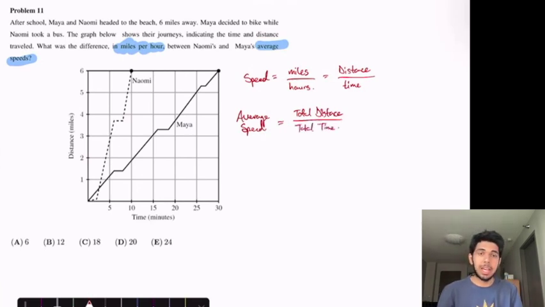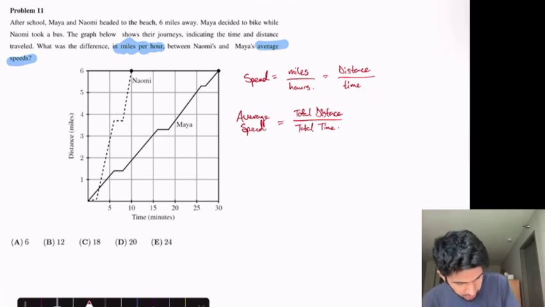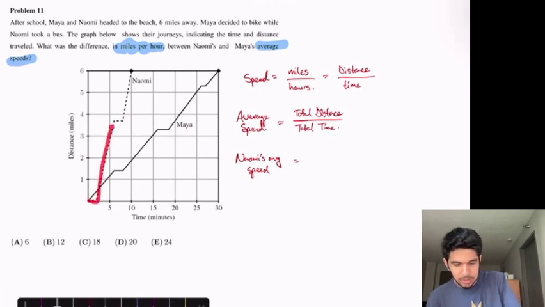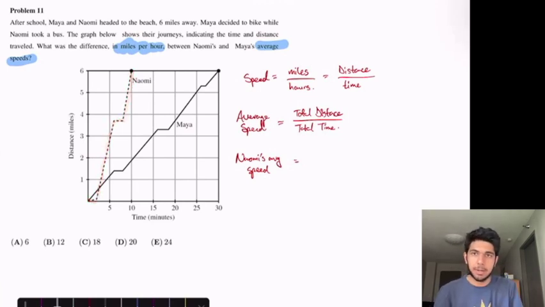Cool. So now we have an equation to find average speed. Now we can find Naomi's and Maya's average speed and then take the difference. So we'll start with Naomi's average speed. For this, we need the total distance that she traveled as well as the total time. So Naomi's journey is indicated by this dotted line, and we're looking at the entire journey. So we want to essentially look at the end point of her journey.